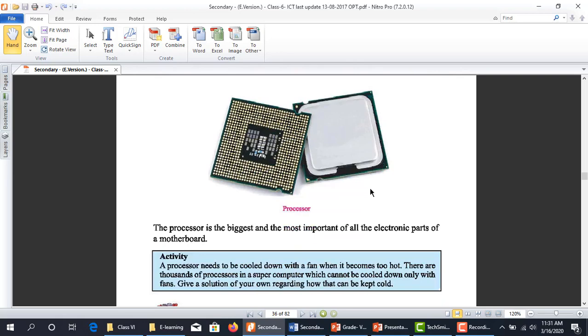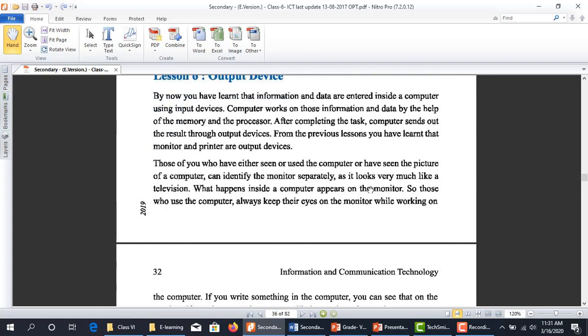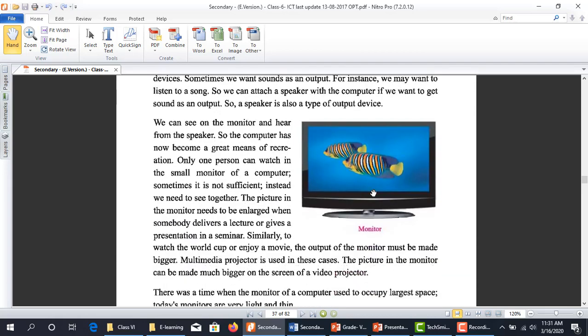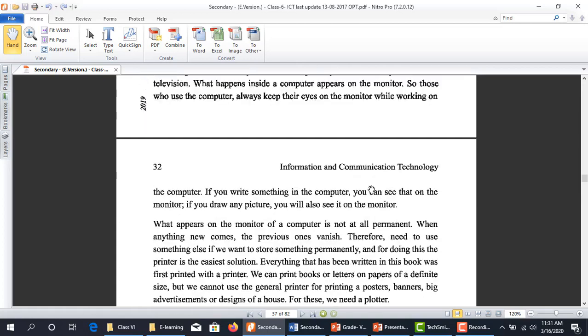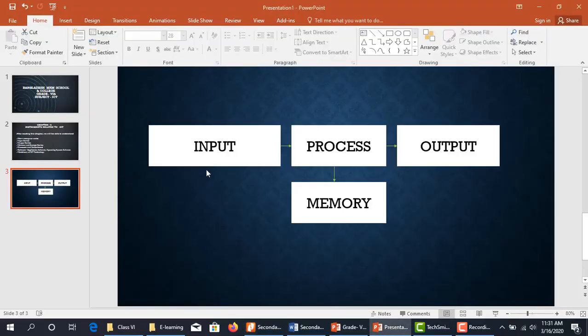So I have already given you some information about the processor and the motherboard. I've already covered lesson 6, and now it comes to the output device. When you give some inputs to the computer, it goes through input, process, output, and memory. When I give some input, it comes into the process, and after processing, it goes to the output. At the output, if we want to see the result, we use some devices. So what are the devices?